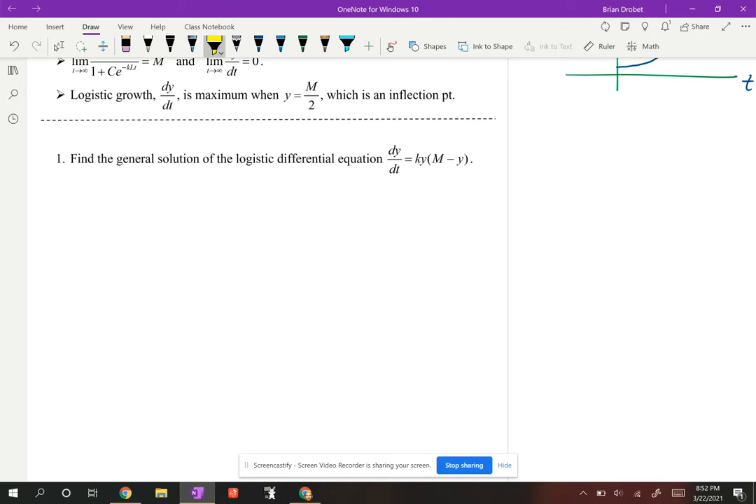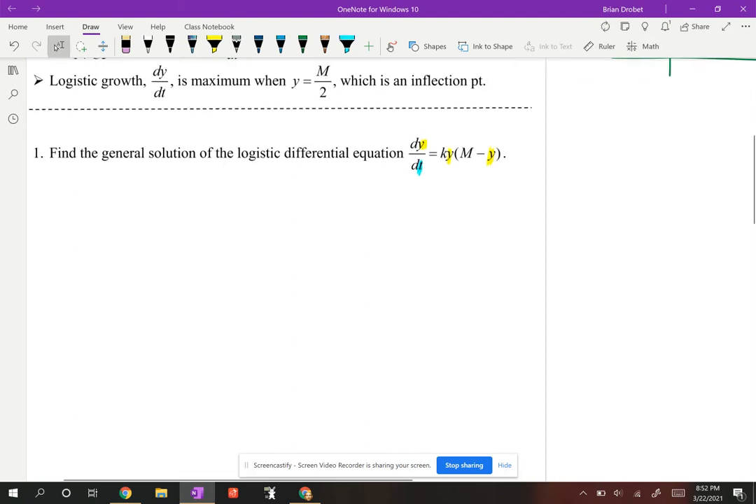All right, so the first thing I'm going to do is separate the variables. Notice that the function is y. Y is like the amount of the population, and the independent variable is t. So when I do the separation, I'm going to end up dividing both sides by y and m minus y.